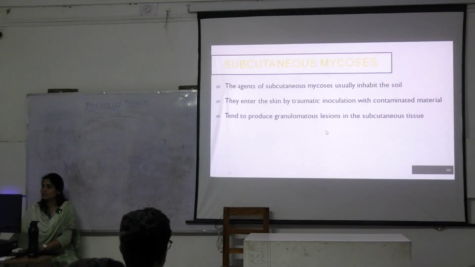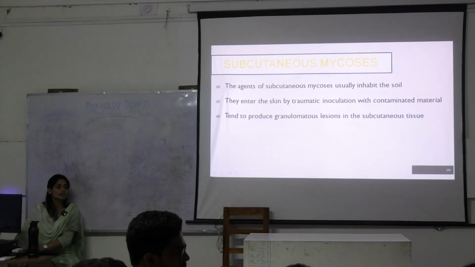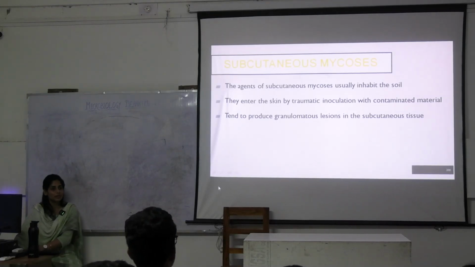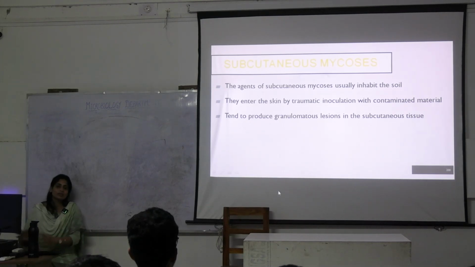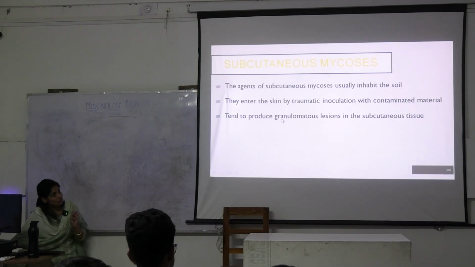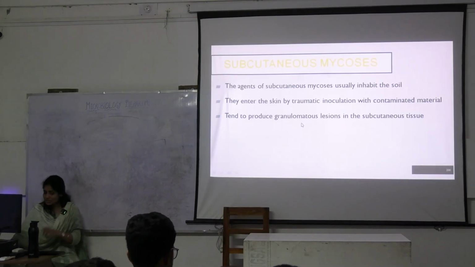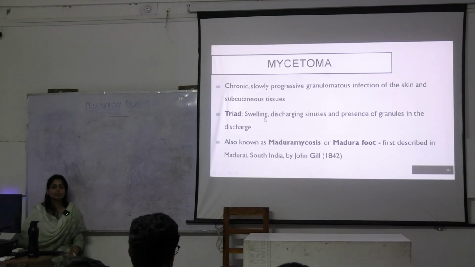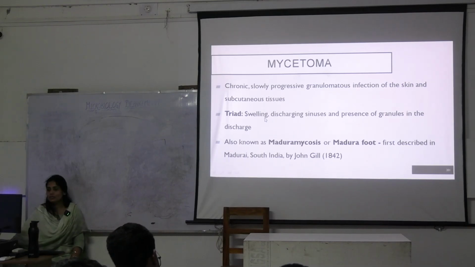Coming to subcutaneous mycosis. These subcutaneous mycosis agents are usually found where? In the soil. So how will you get this infection? Through traumatic inoculation into the skin, right? And what will it lead to? It will lead to certain lesions. But when these lesions are produced, they will form into sinuses. So what is the typical presentation of mycetoma?